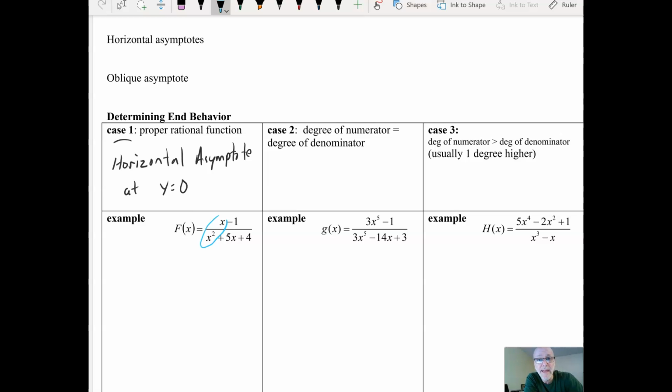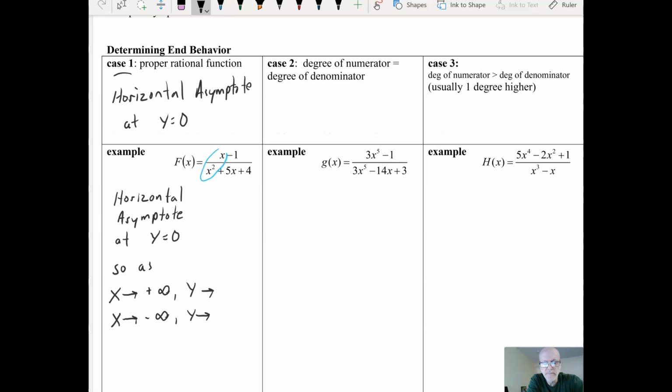And so that means that the end behavior of this function, as x goes towards positive infinity or negative infinity, is that y is going to go towards 0. So you have a horizontal asymptote at y equals 0, meaning that as x approaches positive infinity, y will approach 0. And as x approaches negative infinity, y will also approach 0.